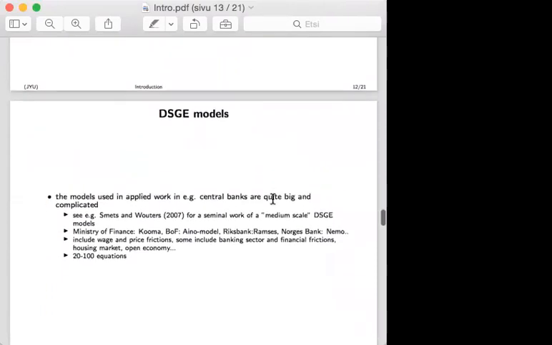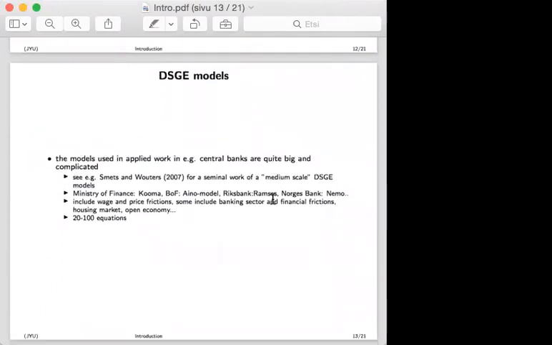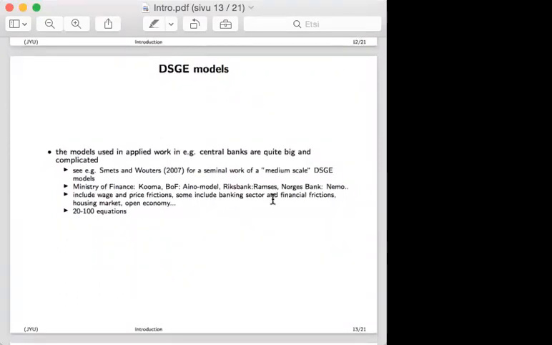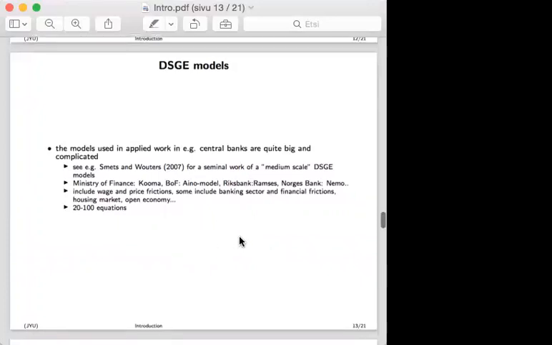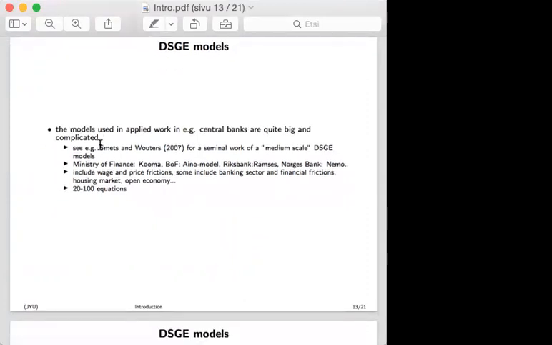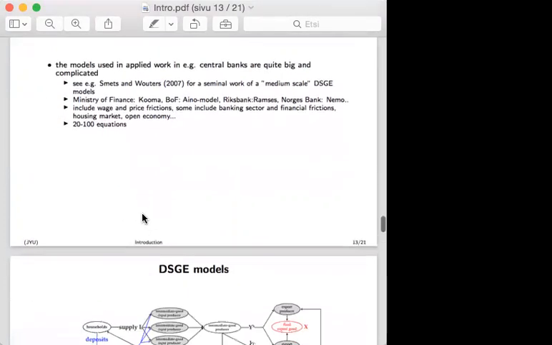The models that are used in practice are quite big these days, especially when they are used for policy analysis in some institutions. There can be even 100 equations in these models these days. Although the seminal work on so-called medium-scale models, Smets-Wouters, was a quite compact and understandable model, now there have been a lot of additional features added to these models.